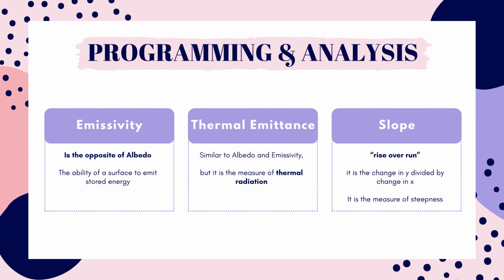Opposite of albedo is emissivity, which is the ability of a surface to emit stored energy. Emissivity is also a fraction, and when added to albedo, they equal 1. Thermal emittance is similar to albedo and emissivity, but it measures thermal radiation. Slope is a fraction of rise over run and is the measure of a surface's steepness.